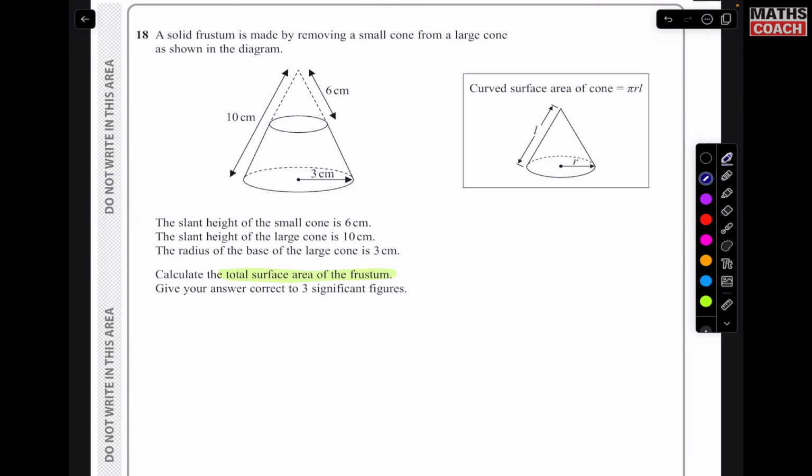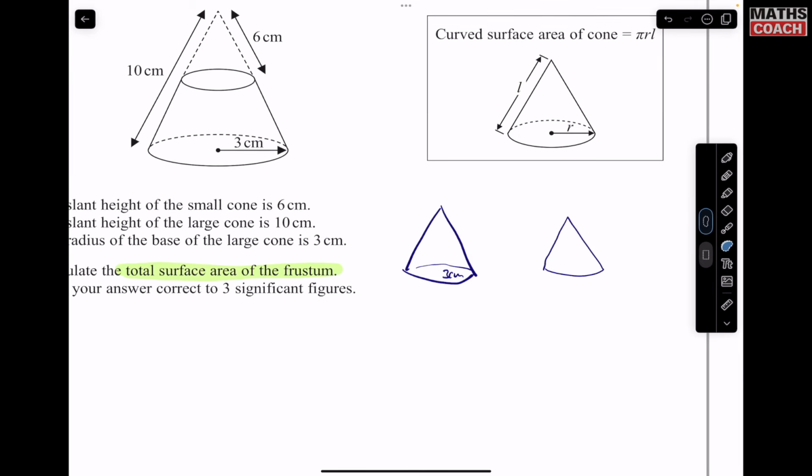How do we find that frustum? We do the big cone, this one, and we take away the little cone, and that leaves us with the frustum. So let's draw this. We've got the big cone, that is 3 centimeters, and we've got the small cone, which we don't know. Actually, that looks too big there. We don't know the radius of the small cone. That's what I was saying. We don't know the radius of that.